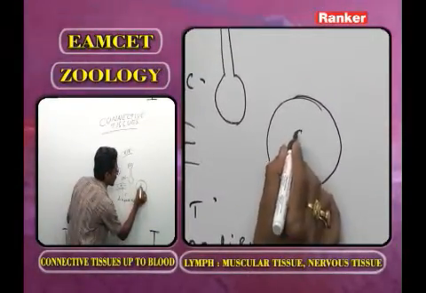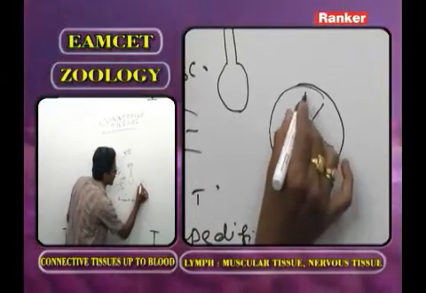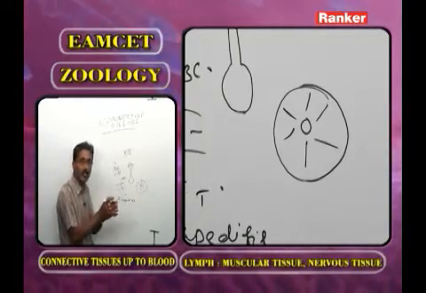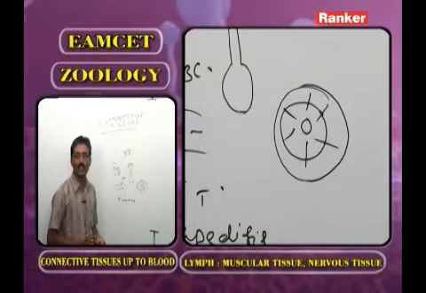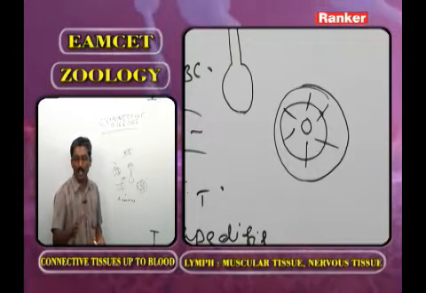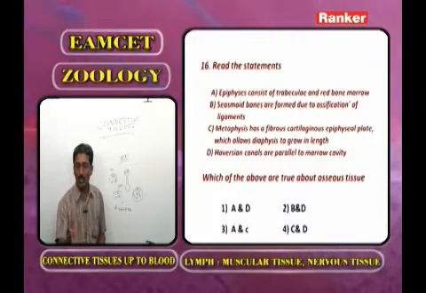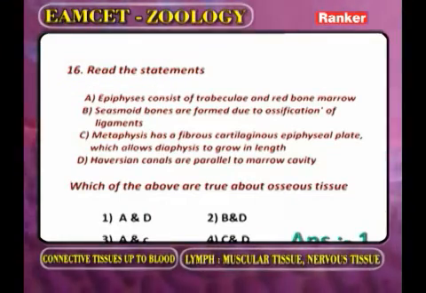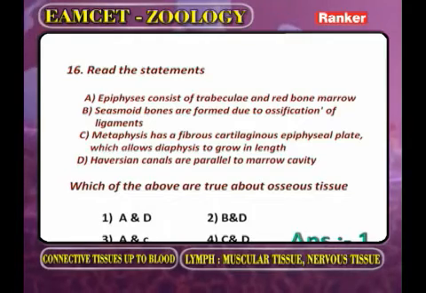Now in the shaft, what is present? The marrow cavity. Now all these are the Haversian canals. How are the Haversian canals arranged? They are arranged longitudinally. The Haversian canals are connected by a transverse canal that we call Volkmann's canal. Now what is the correct answer for this question? Which of the above are true about the osseous tissue? The first answer, that is, epiphysis consists of trabeculae and red bone marrow, and Haversian canals are parallel to the marrow cavity. Now we go for the next question.